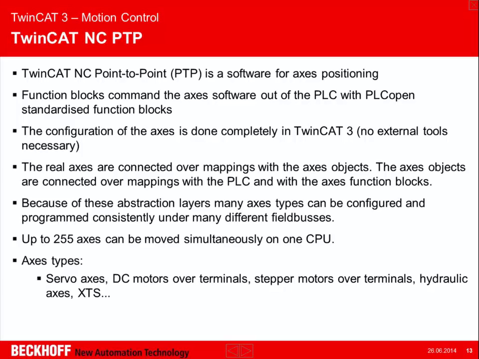Because of these abstraction layers, we can support many different axis types. We can do it with the same configuration, with the same programming, and of course also with different field buses. We are at the moment limited to 255 axes on one CPU. This is not really a limitation for machine builders, so we will keep this for the next time.